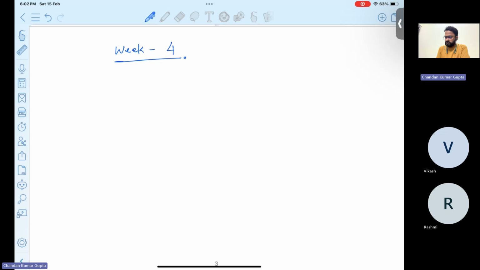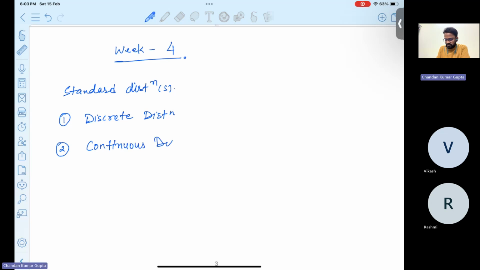So the topic of today's slide is standard distributions, in which we will discuss discrete distributions and continuous distributions, and then we will solve problems on the basis of these distributions via defining random variables and applications of them.